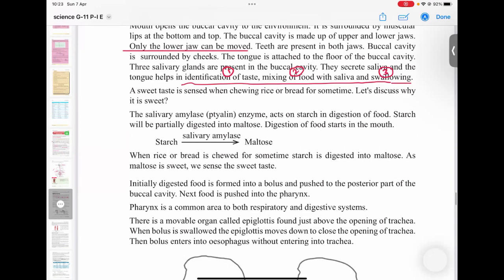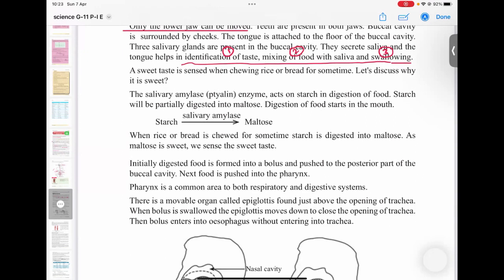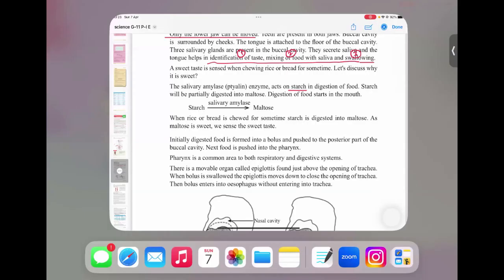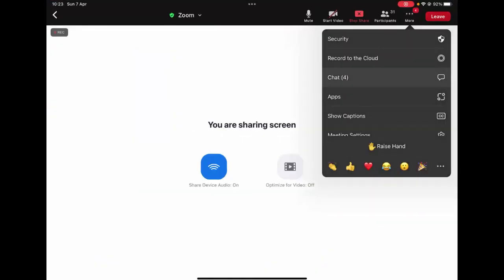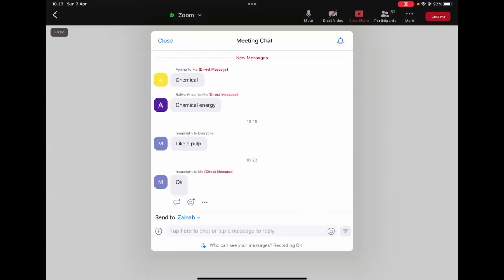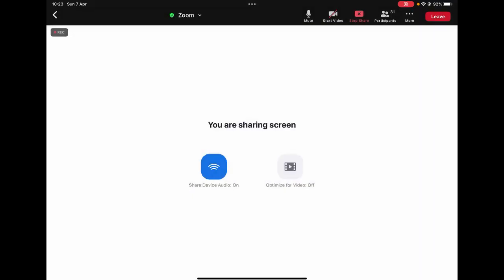Okay, so already I was telling you in saliva, we have salivary amylase, which is called ptyalin. So it will act on the starch. It will only act on starch. So what is starch? Is it carbohydrate, protein, lipids? What is it? Yes. Can you be more specific? What type of carbohydrate?